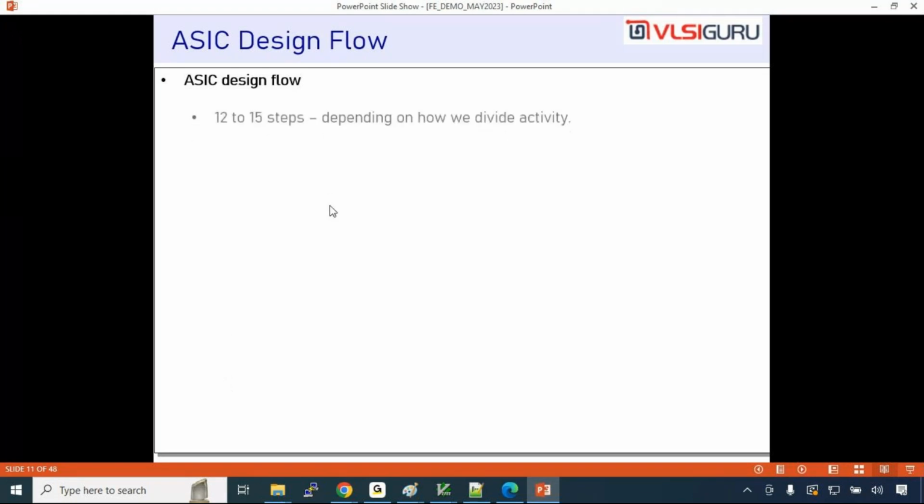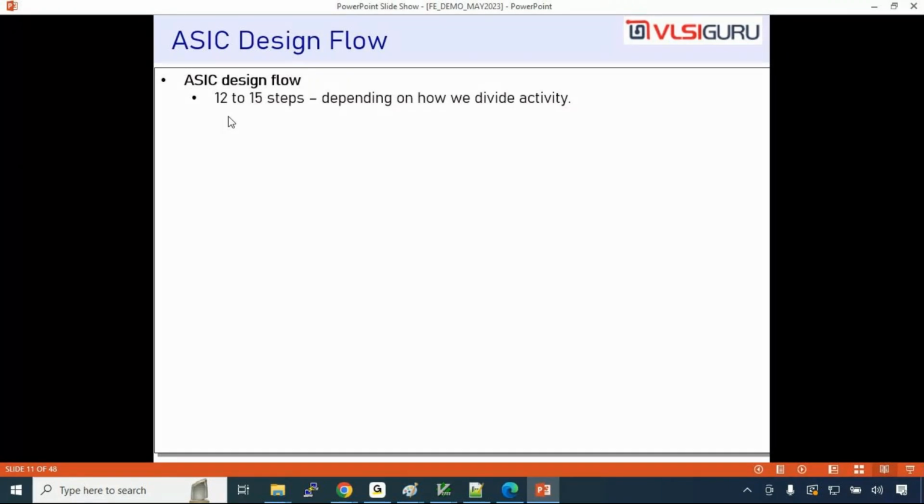The ASIC flow involves somewhere between 12 to 15 steps. If the things are simple, it may get over in 12 steps. If things are complex, it may take more steps, depending upon how we divide the activities. This ASIC flow can be majorly divided into two categories.